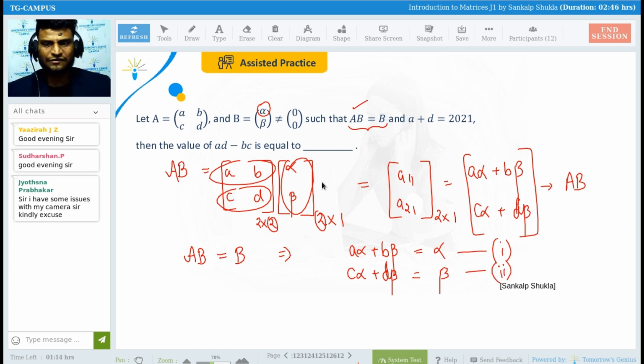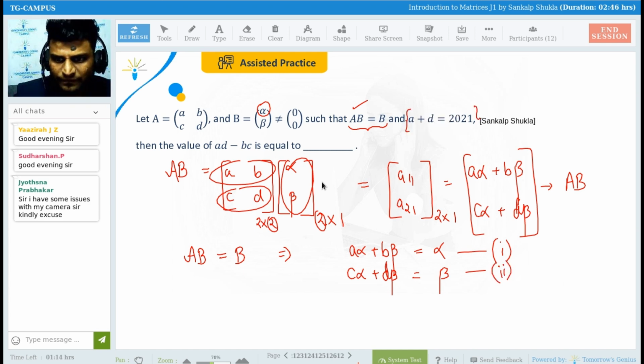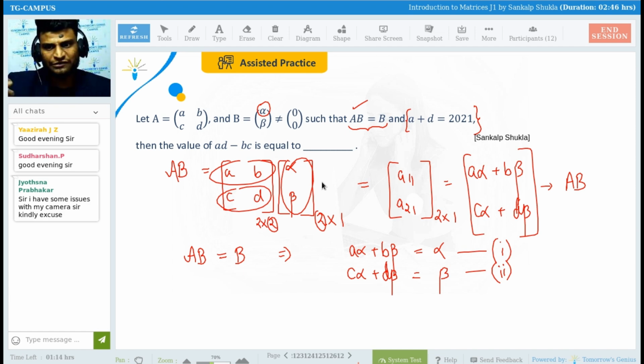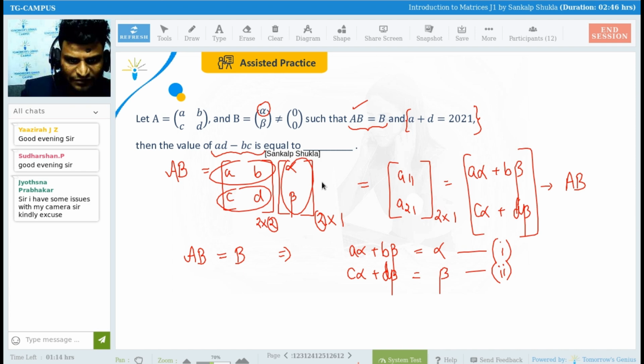So now from these two equations, and the third equation is this, from these two equations you have to find the expression AD minus BC. I am giving you again a 1 minute window. Try to solve this and then we'll come back.